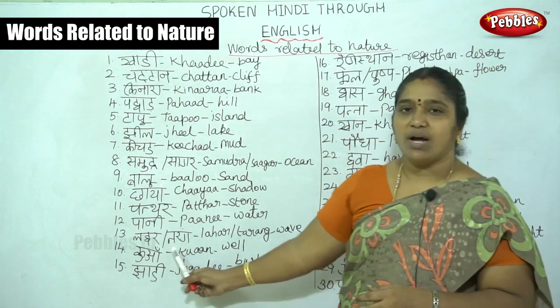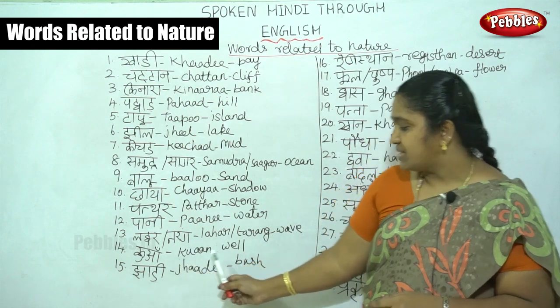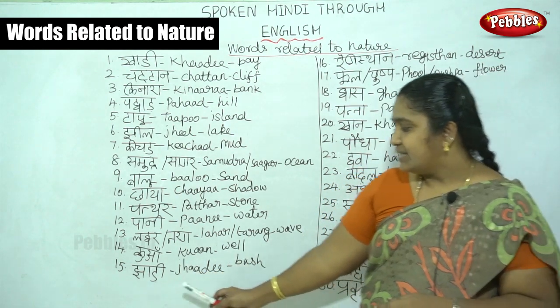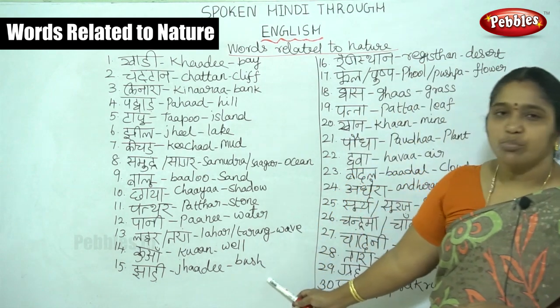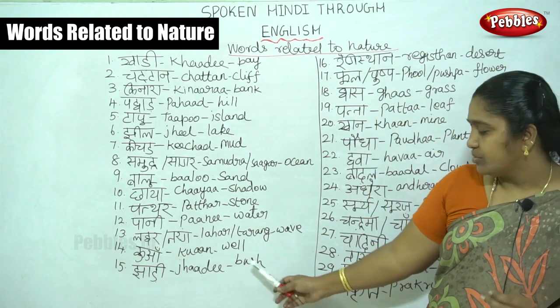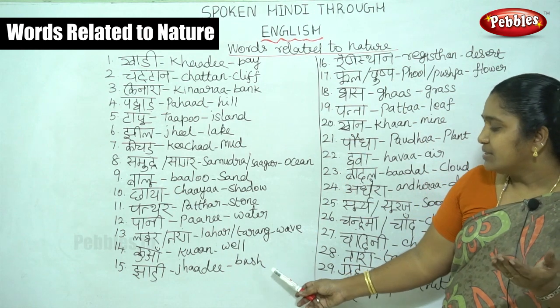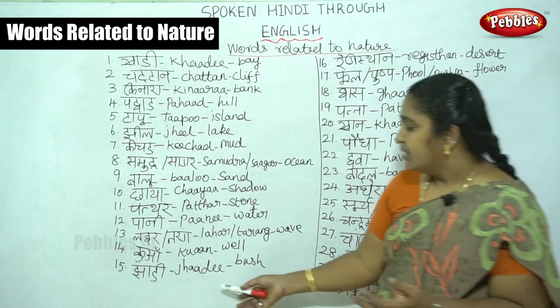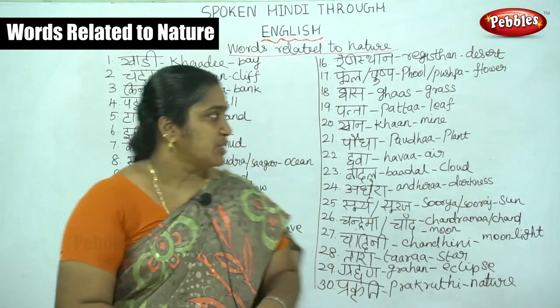Then Kuan. Kuan means well. Then Jadi. Jadi is bush. Chuha jadi ke andar rehte hain. The rats are living in the bushes.